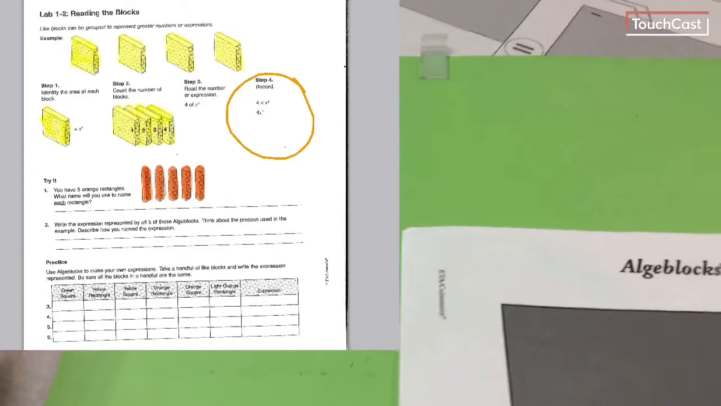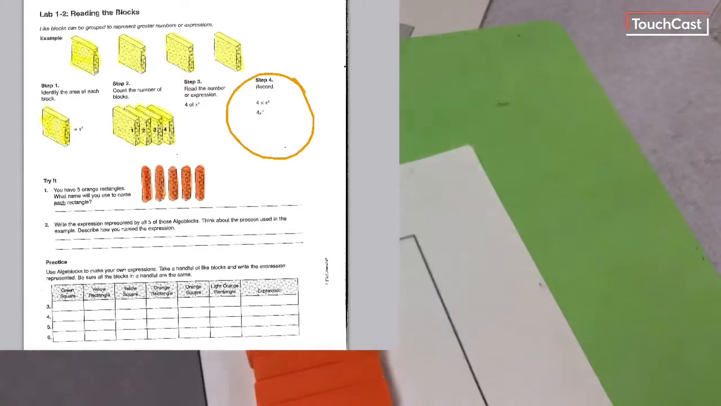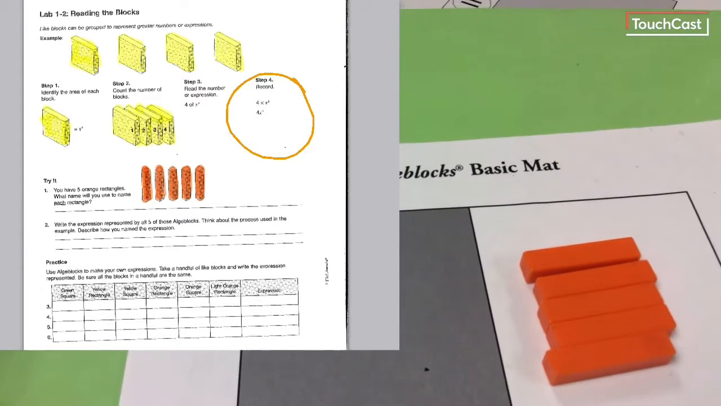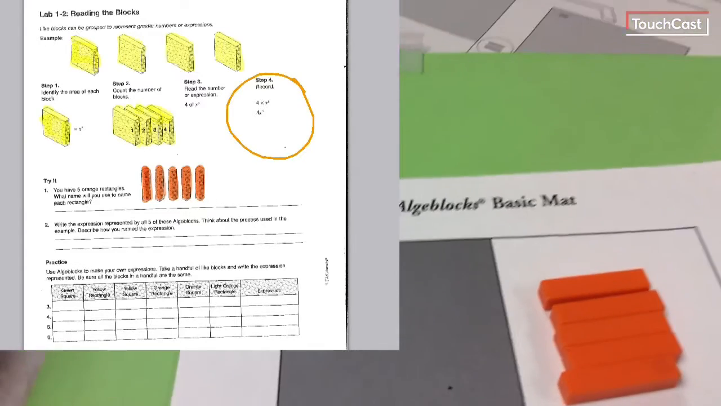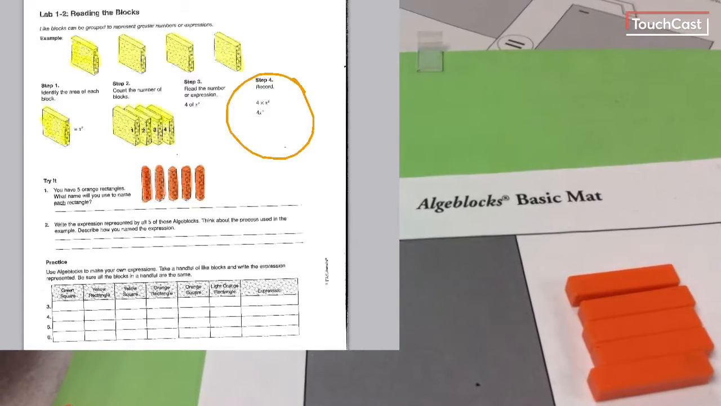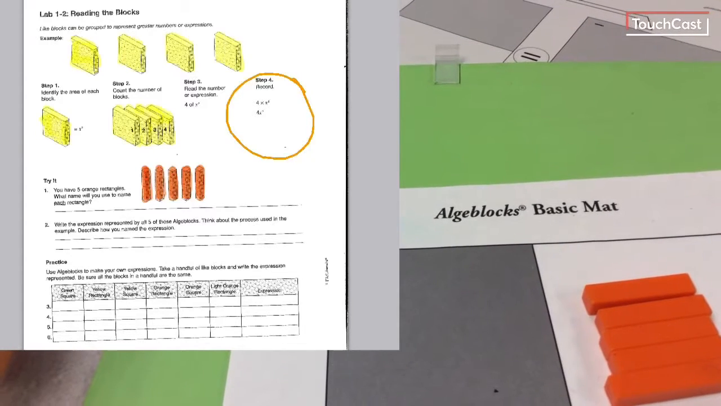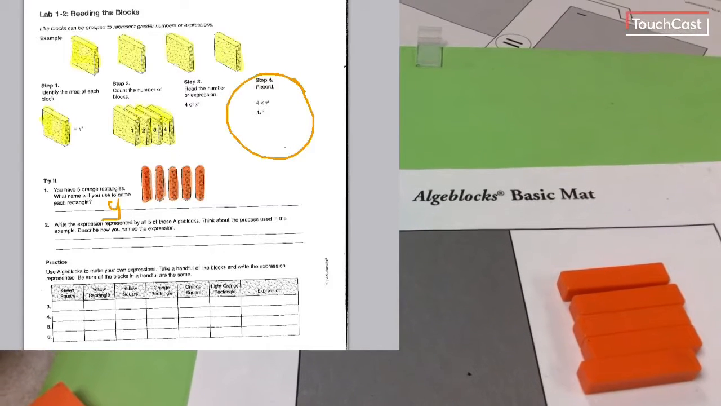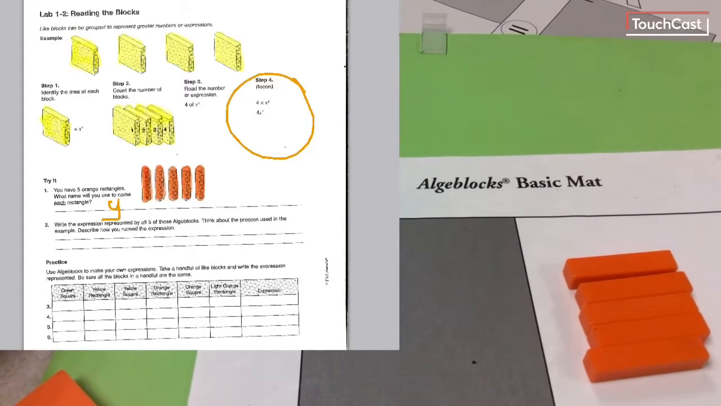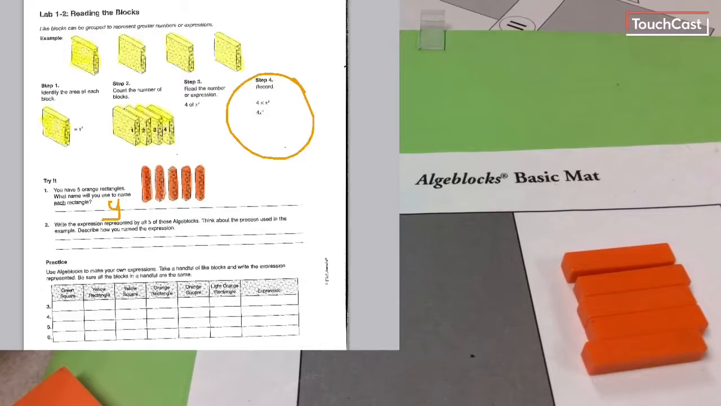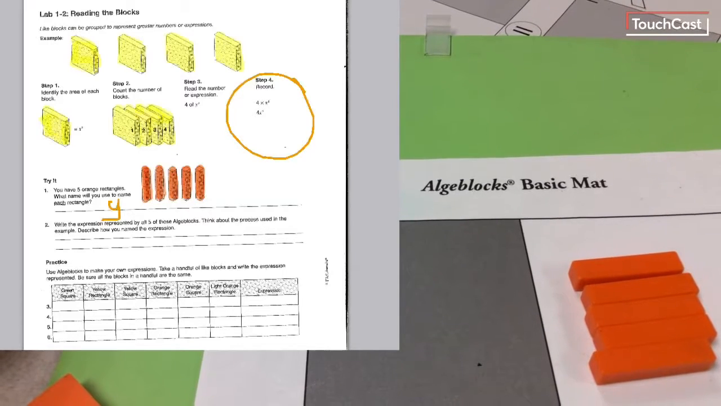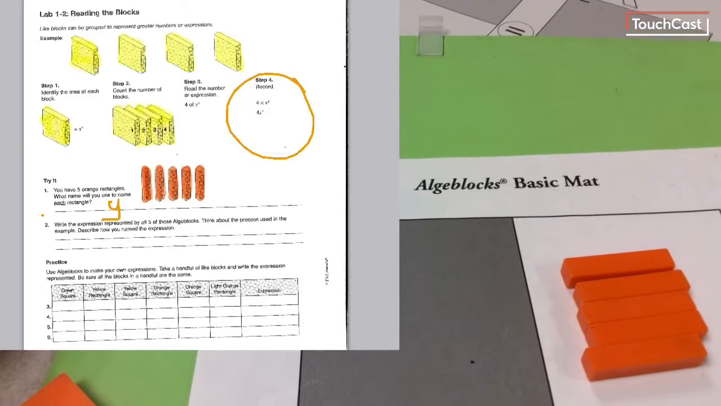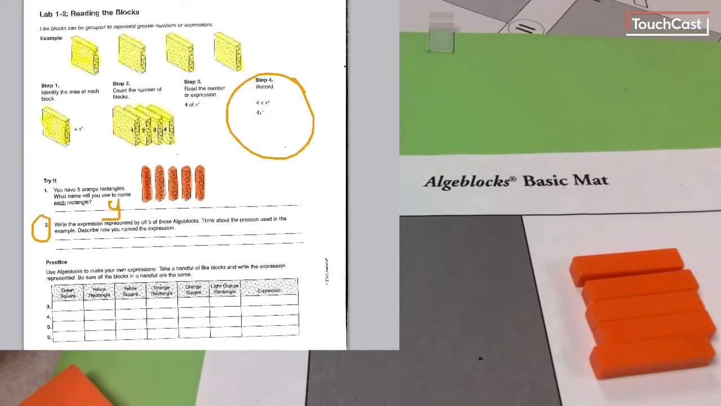What if you have 5 orange rectangles? Okay, 5 orange rectangles. What name would you use to name each rectangle? Remember the name of each rectangle is y, right? What is the expression represented by all 5 of these algeblocks? Think about the process used in the example. Describe how you named the expression. Press pause now, try to write down your answer here, and then check it with mine.